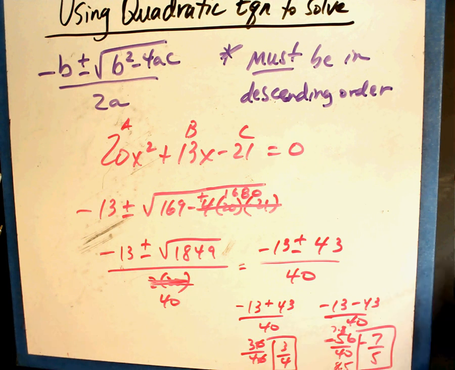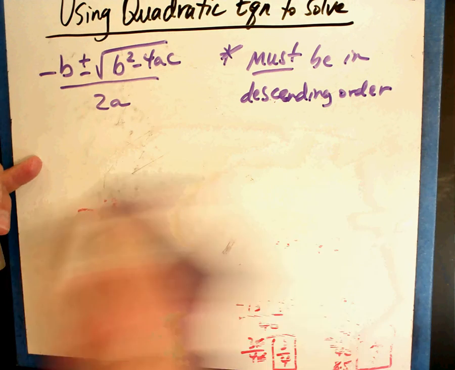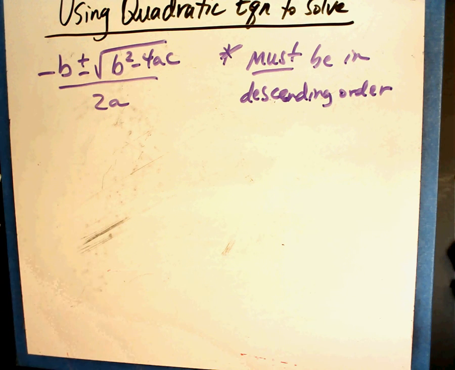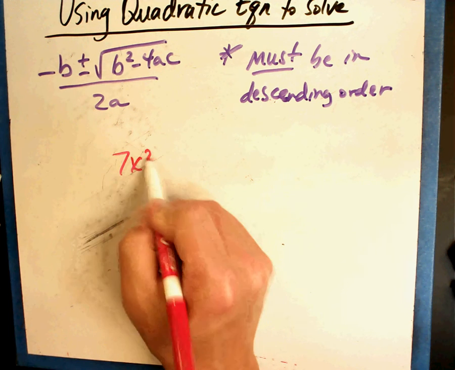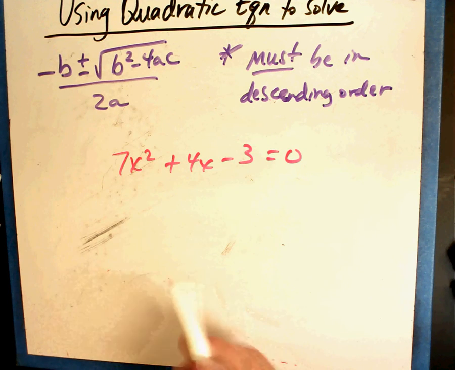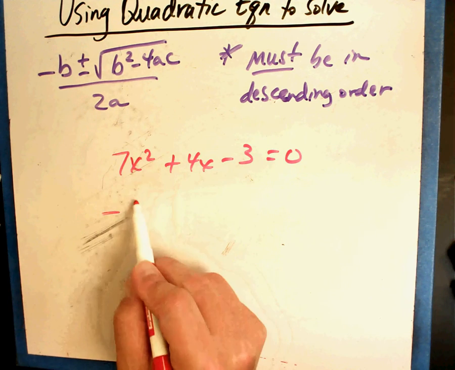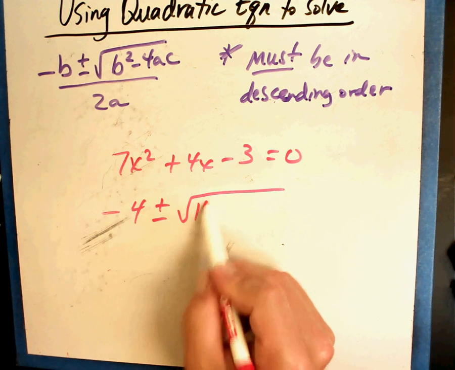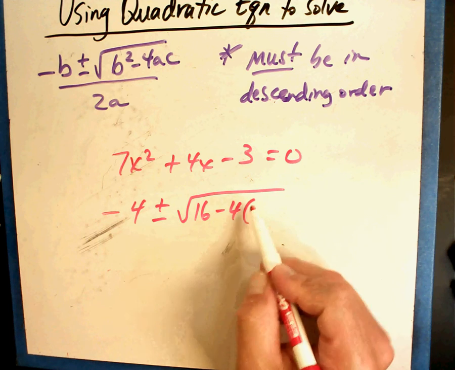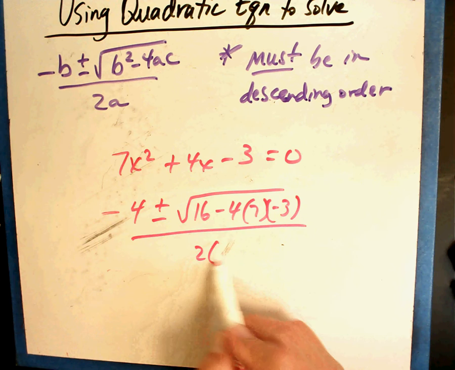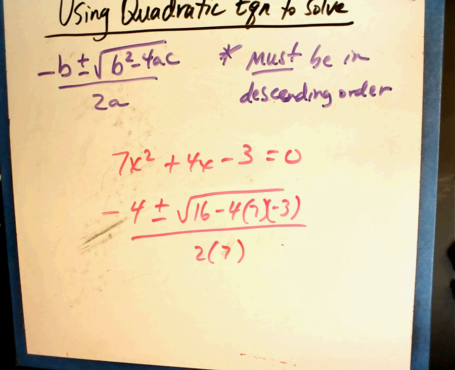Okay, so here's another example real quick. Just plugging values in. This is not going to be a very long video. If you end up having something like this, where you had 7x squared plus 4x minus 3 equals 0, and you have to use the quadratic, so it's minus b, which is minus 4, plus or minus the square root of b squared, which is 16, minus 4 times a times c, over 2 times a. I'm doing that a little quicker this time.